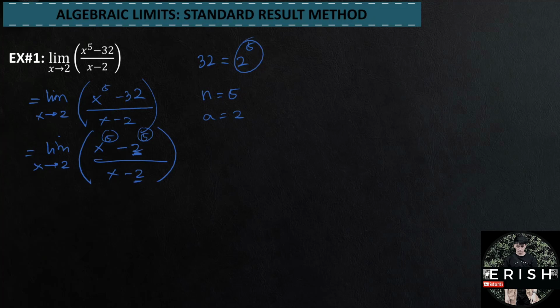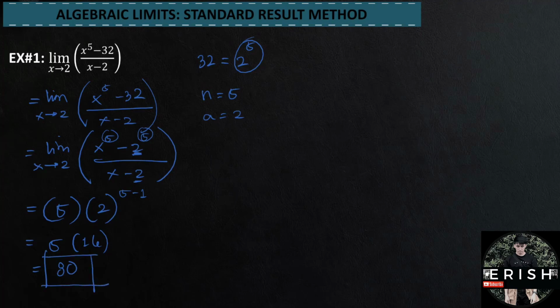Yung formula natin na n times a raised to n minus 1. So, ilagay na natin. Ang n natin is 5 times a na 2 raised to n minus 1, 5 minus 1. This is 5 times 2 raised to 5 minus 1, 2 raised to 4, is 16. And our final answer for example number 1 is 80. So this is the answer for example number 1 using the standard result method.